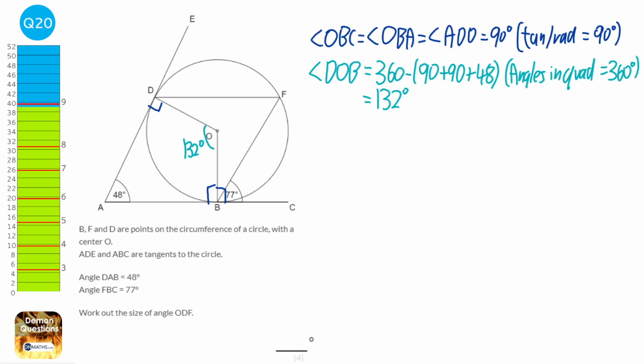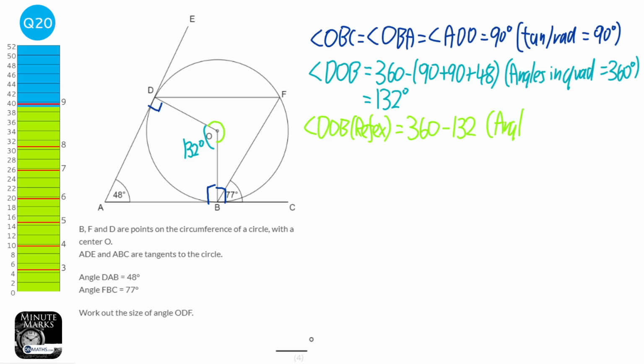But we also have this angle here, which is also angle DOB, but I'm going to call this kind of the reflex one. And to work this one out, we just do 360, take away 132. And the reason for that is angles on a point equal 360 degrees. And so we're going to do 360, take away 132, which is 228. So this is 228 degrees.